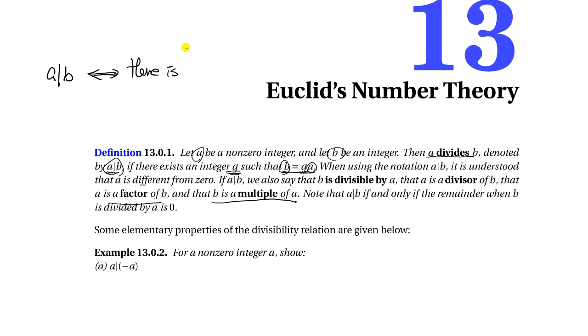So from now on, whenever we see a divides b, we always have that there is an integer q such that b can be written as q times a. Okay? Remember those, and q should be an integer.